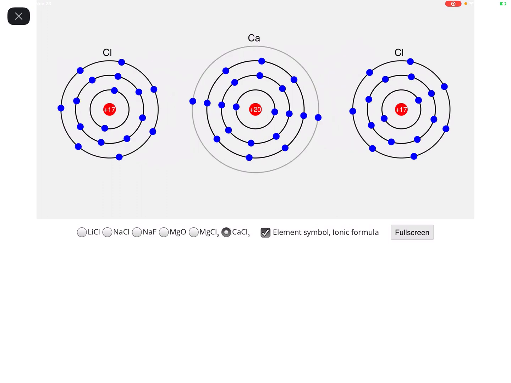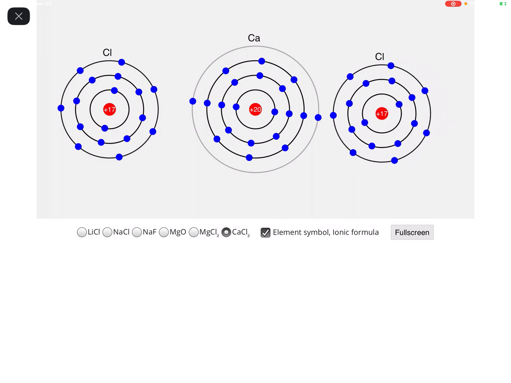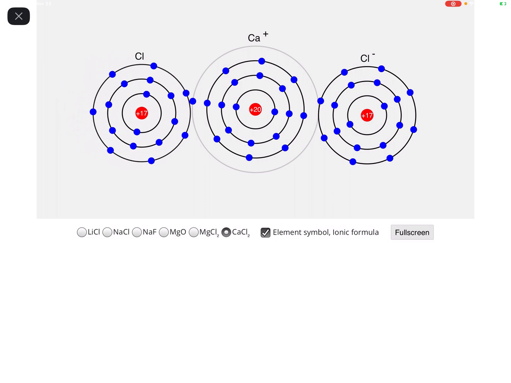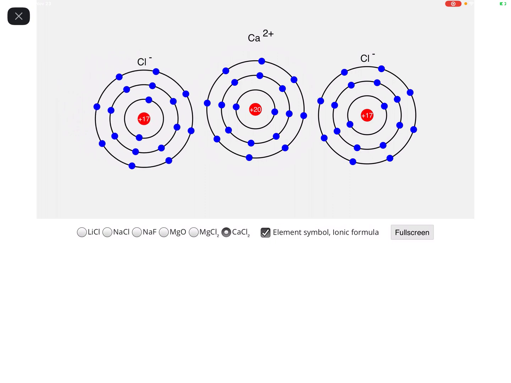Now a little more with calcium and chlorine. Calcium has 2 valence electrons. Chlorine's got 7. It's going to give its first valence electron to this chlorine, but calcium's still not satisfied. It needs to get rid of 1 more. It's going to give it to this chlorine. Calcium forms a +2. The chlorines both form -1s, and the formula would take 1 atom of calcium and 2 atoms of chlorine. So the formula would be CaCl2.